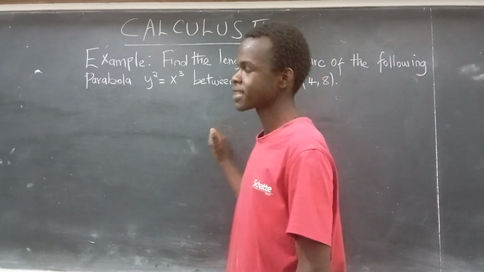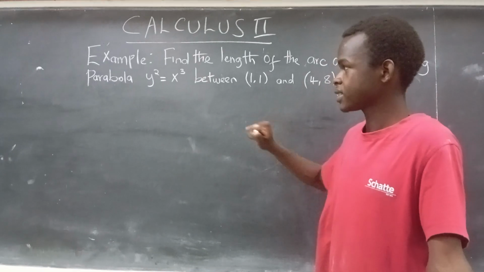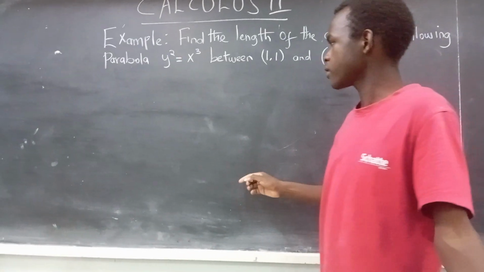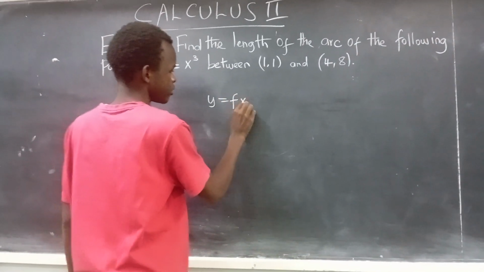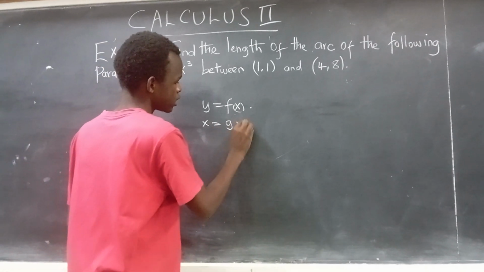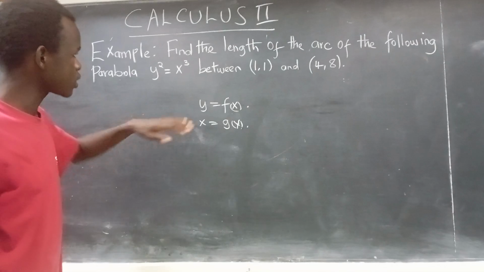This is the second video on arc length. We had seen how to derive the formulas of arc length, whether given y as a function of x, or given x as a function of y. So we have two formulas on this.